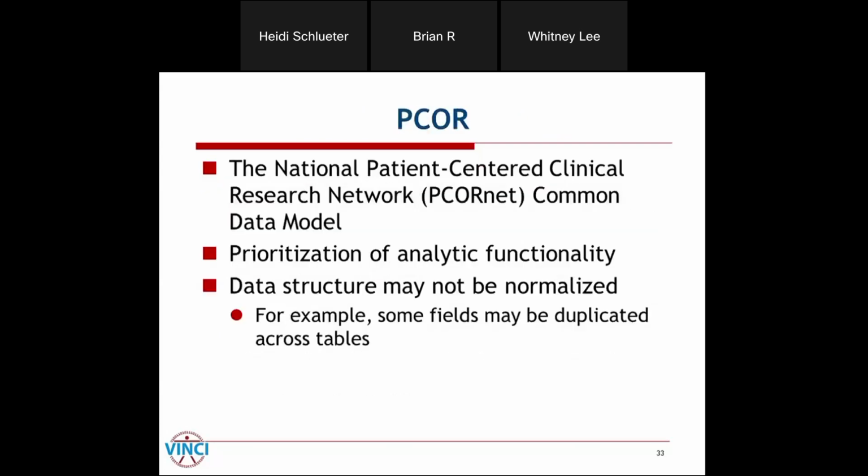Right, we have the PCOR. So this, like OMOP, is actually a different data model. The data from CDW is transformed into, in this case, the PCOR, or Patient-Centered Clinical Research Network, common data model. Their data model prioritizes analytic functionality. Therefore, the data structure here may not be normalized. So for example, some fields may be duplicated across tables.